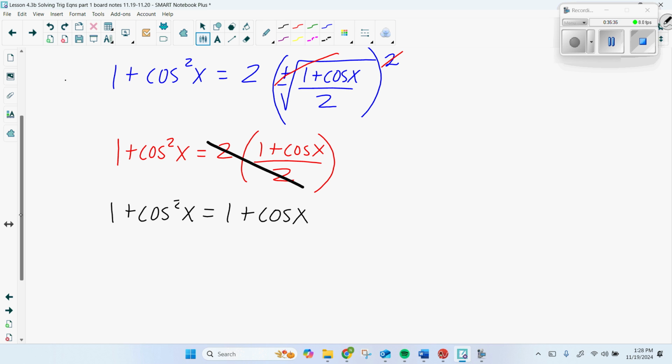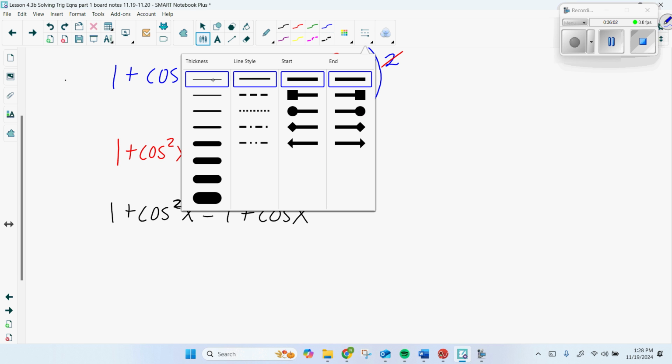I'm noticing that we have a cosine squared and we also have a cosine, which is kind of an indication of what's going to end up happening: factoring. It's like a flag: oh, I've got a squared and a not squared, so I'm probably going to have to factor. If I'm going to have to factor, what do I have to set it equal to? 0. Just like algebra. Okay, so I need to set this equal to 0.